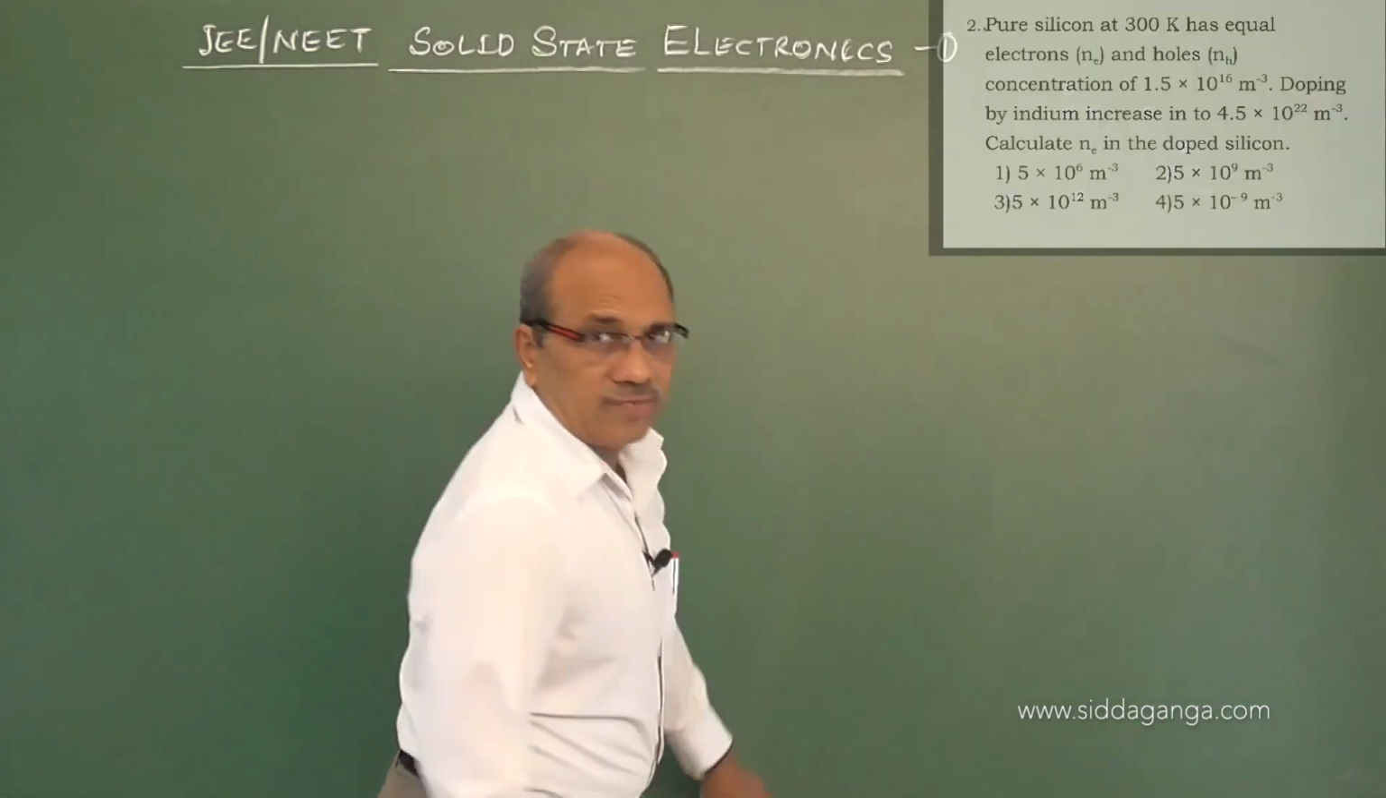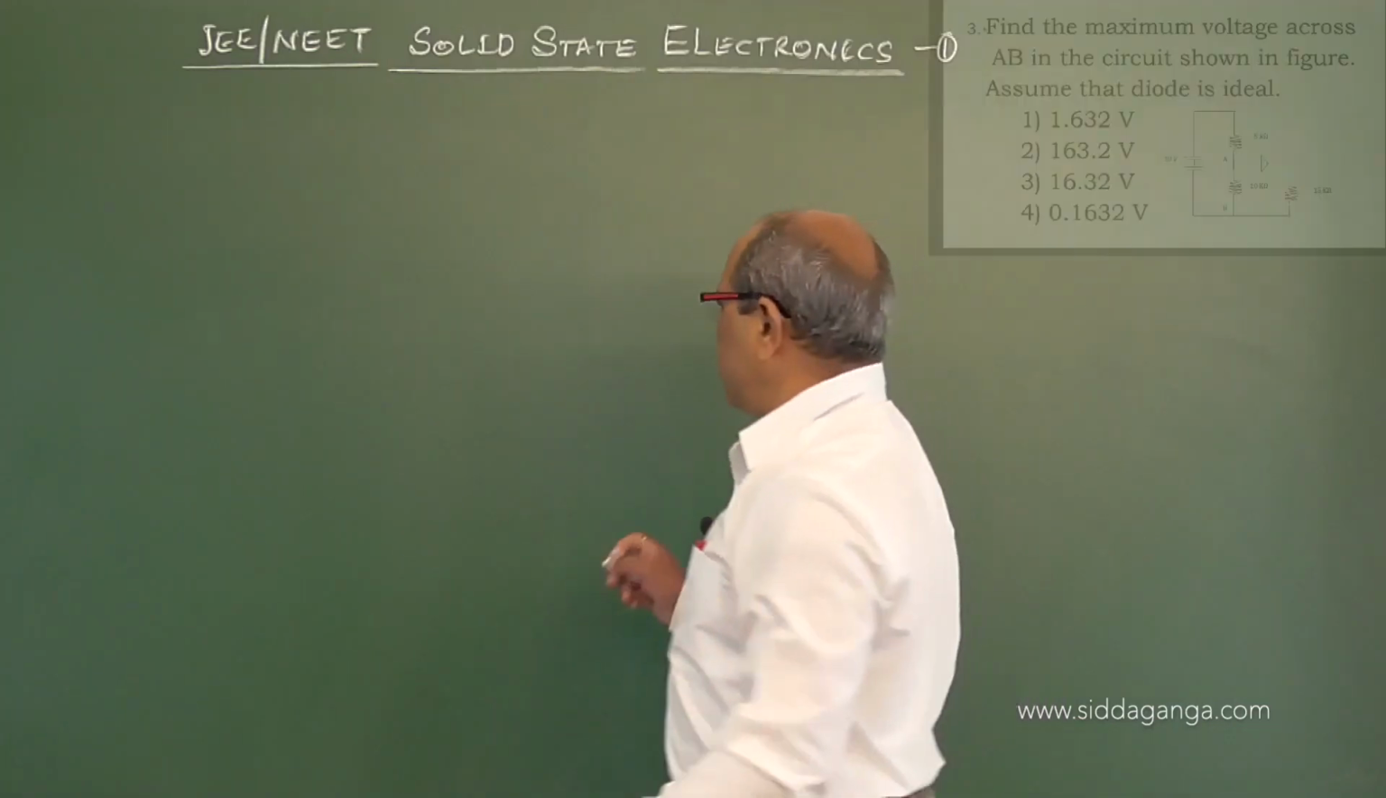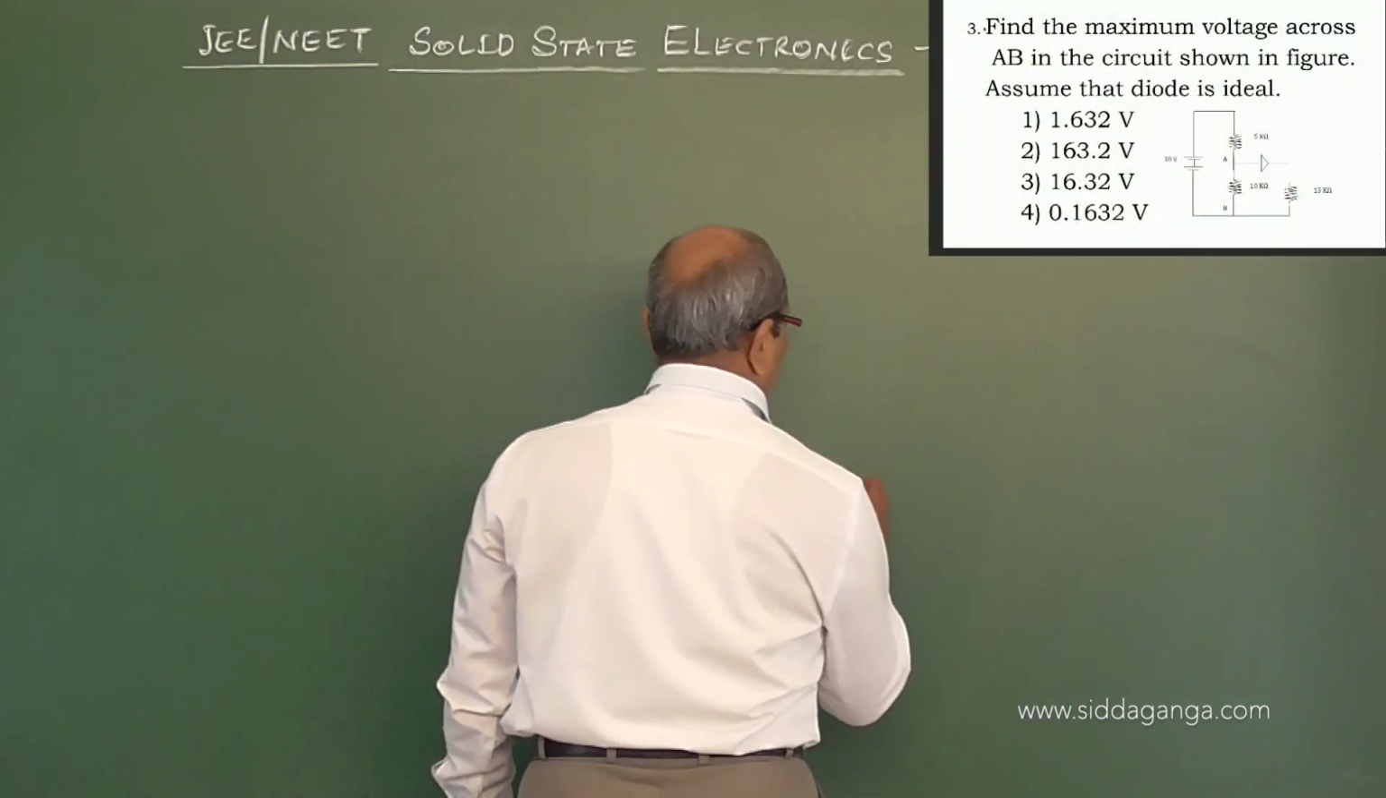Coming to the next question. Find the maximum voltage across AB in the circuit shown in the figure. Assume that the diode is ideal. Let us see the figure, what it carries.